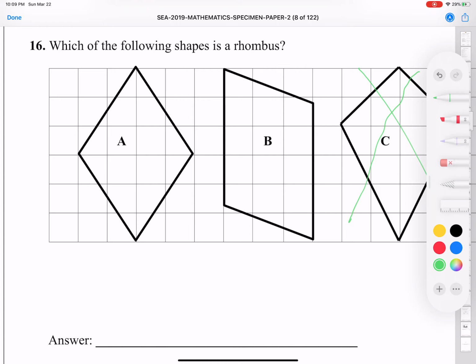Let's look at these two shapes here. But a rhombus is supposed to have all sides equal. We are sure that A has all sides equal. B looks like it has two long sides and short sides. And we can hardly compare very well, because diagonal lines cannot be compared to horizontal and vertical lines on a grid.